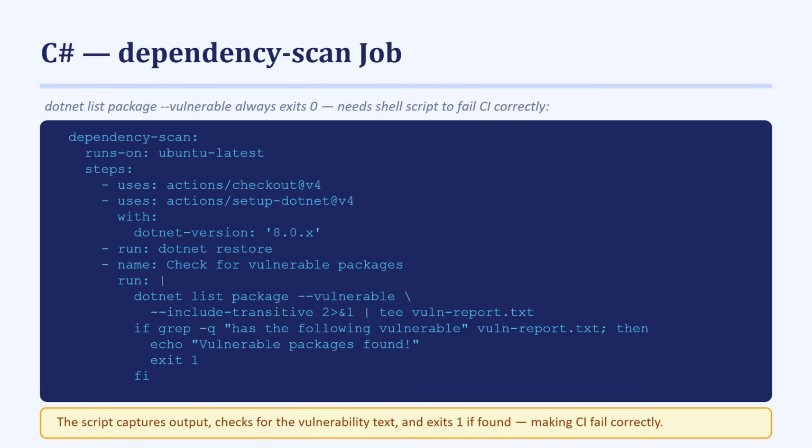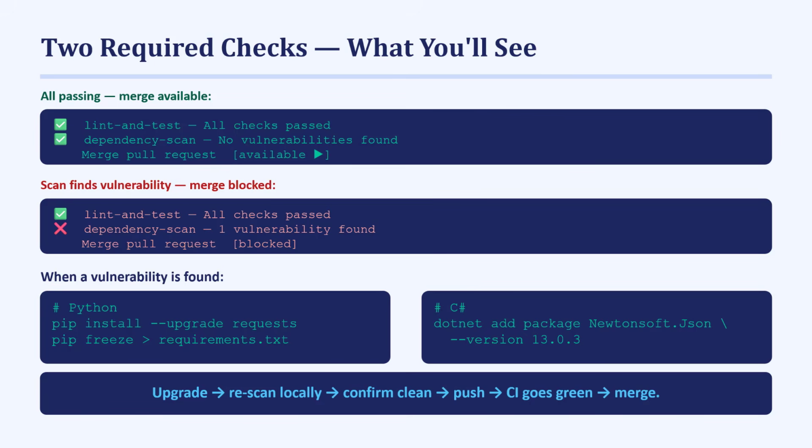So we have to force the behavior that we want, but this is what you'll find in most .NET scenarios to check for that dependency scan. So what we see when we run these, if everything is passing, we get all the green checks. The merge pull request would become available, provided any other checks that we had in place, like doing a human review, had also already been fulfilled.